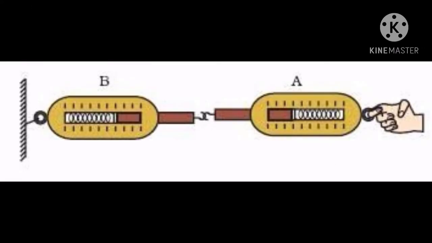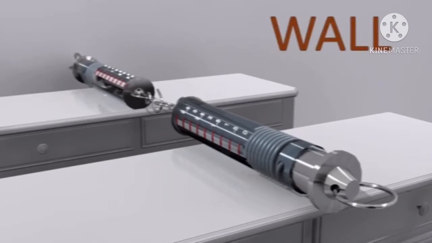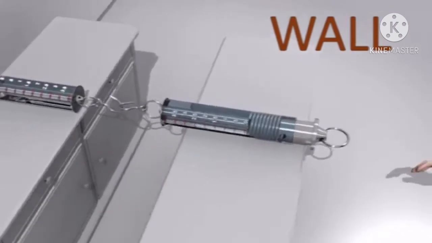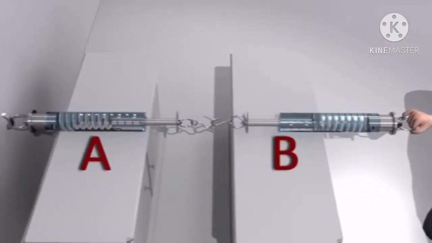Let us watch the example of spring balances. Take two similar spring balances A and B. The free end of the spring balance A is attached to a hook which is fixed in a wall. Now pull the free end of the spring balance B towards the right side by hand. We see that both the spring balances show the same reading, which is 2 Newton.